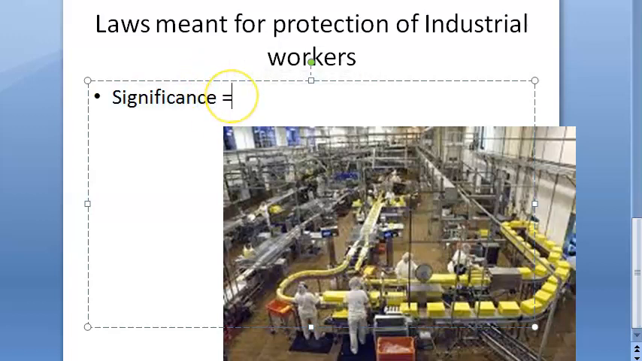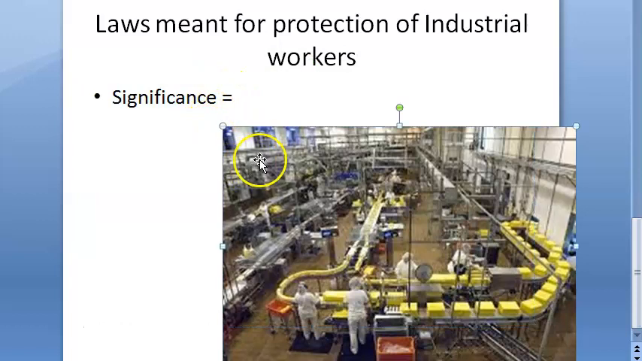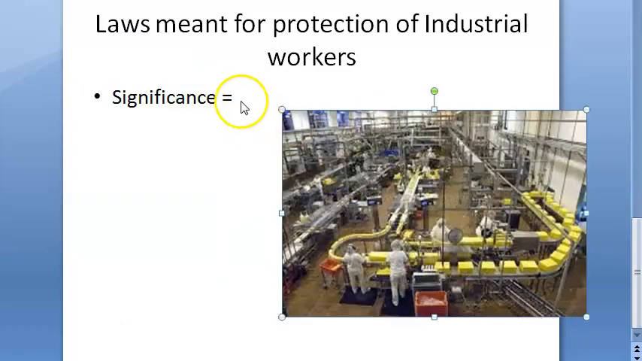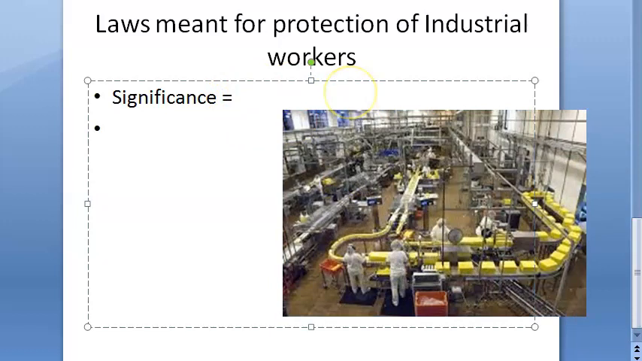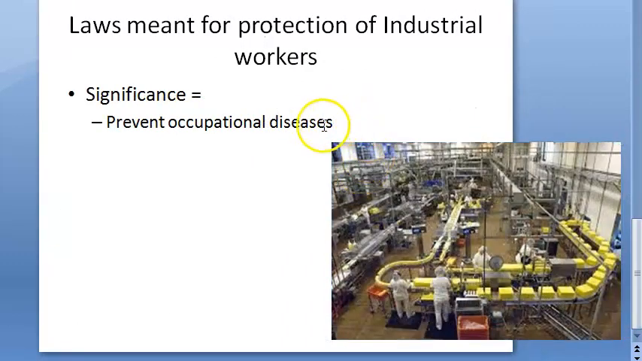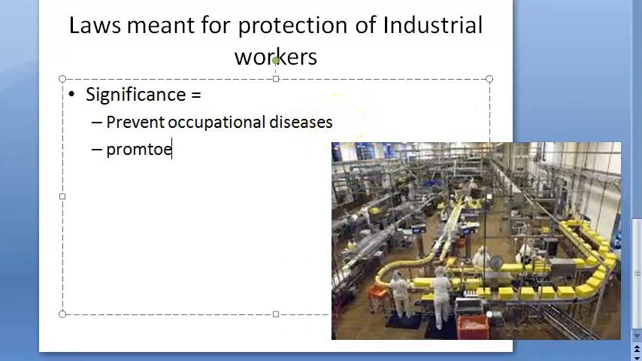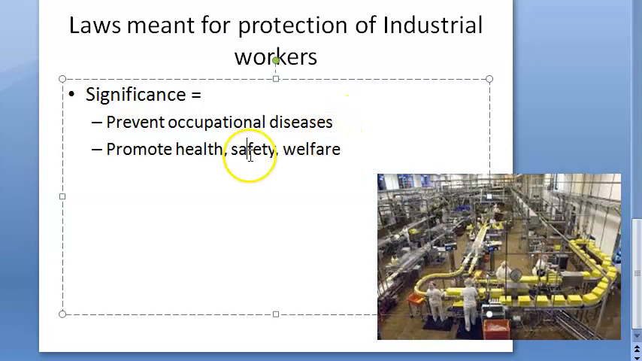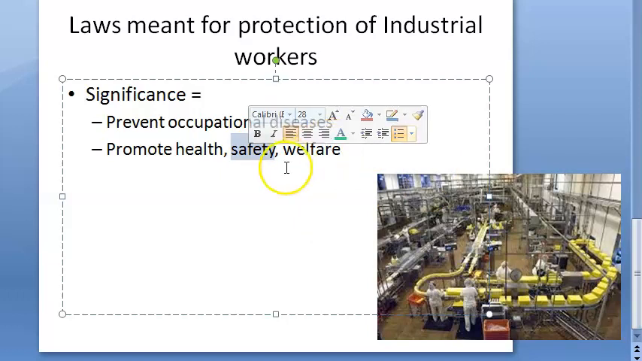So basically, if the employers implement these laws, then it will go a long way in what? In preventing occupational diseases, right? You will prevent occupational diseases and also you will promote health, safety and welfare of employees, right? So basically, safety is a very huge thing, guys. Safety should be there at the workplace, right? So you can understand the significance.